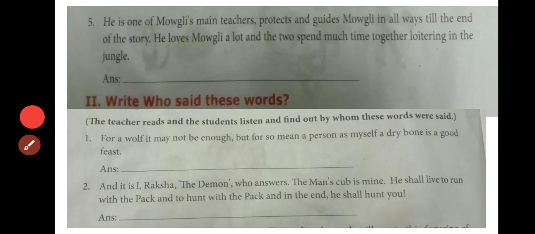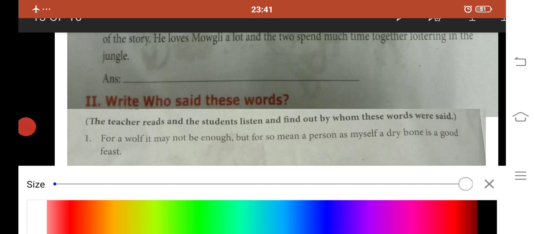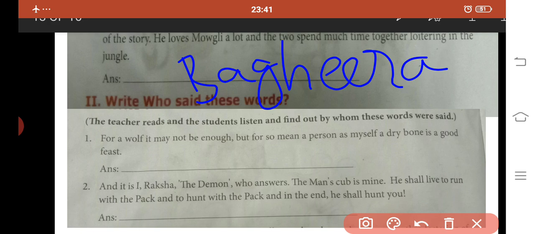He is one of Mowgli's main teachers, who protects and guides Mowgli in all ways till the end of the story. He loves Mowgli a lot and the two spend much time together loitering in the jungle. Bagheera. Bagheera is the answer to this question. Okay. Next. Write who said these words.